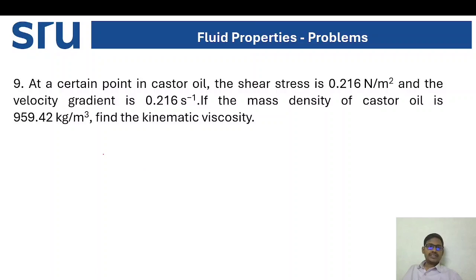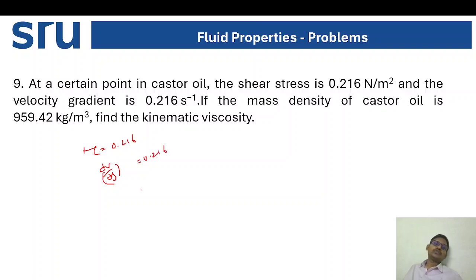Okay, we will see that at a certain point in castor oil, the shear stress is 0.216 Newton per meter square. Shear stress always represents tau, so tau is equal to 0.216, and the velocity gradient, meaning dv by dy, is equal to 216.